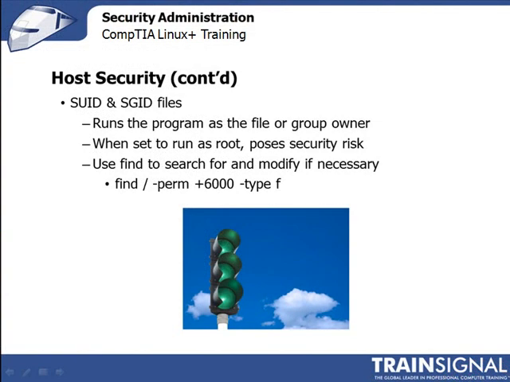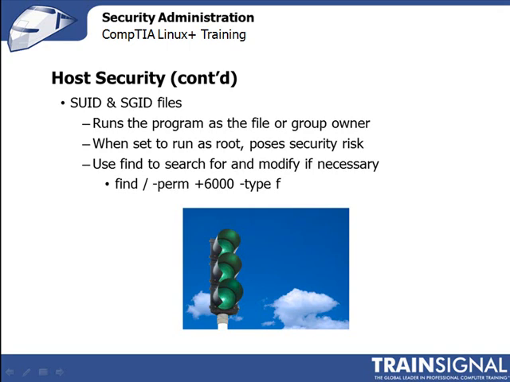In our lesson on managing user resources with quotas and file permissions, we first learned about the SUID and SGID files. These files have settings which tell the system to run the associated program as the file or group owner. But setting a program to run as root poses a security risk. Just think of setting the SUID on the rm command, as this is a program that's owned by root. If you did so, any user would have the potential to delete the entire directory tree, instead of only the files that they own.